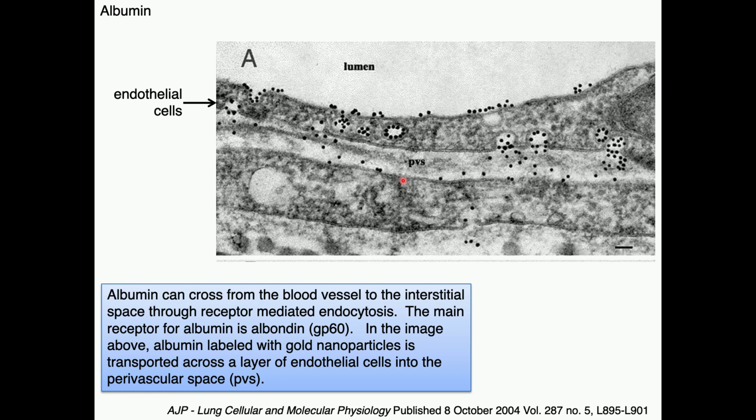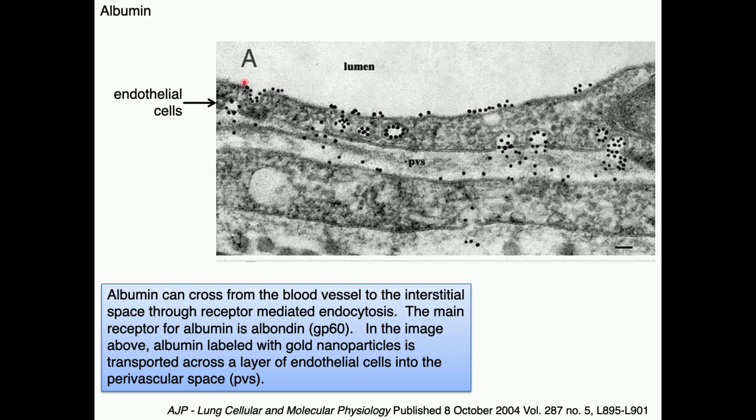So this is showing a capillary with an endothelial barrier and then tissue. This is an electron micrograph. And the black dots are albumin particles that are labeled with gold. So they're really very electrodense and show up bright on the electron micrograph. You can see that there's not a lot of the albumin out here in the lumen, right? So it's concentrating at the surface. That's indicating receptor binding, right? So it's binding to that GP60 receptor.